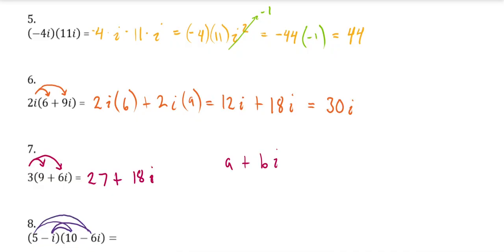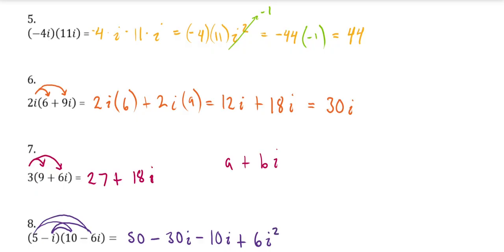So the first one is going to give me 50. The outer ones is going to give me -6 times 5, that's -30i. The inner one is minus i times 10, that's minus 10i. And the last one is minus times minus, that's a plus, i times 6i, that's 6i squared, because there's two i's.